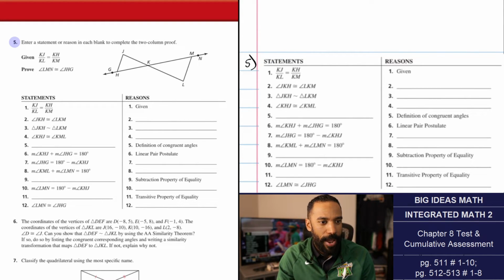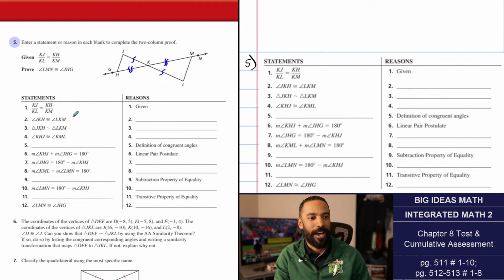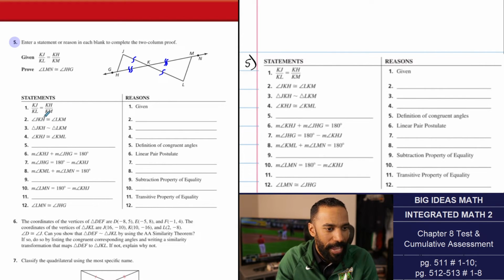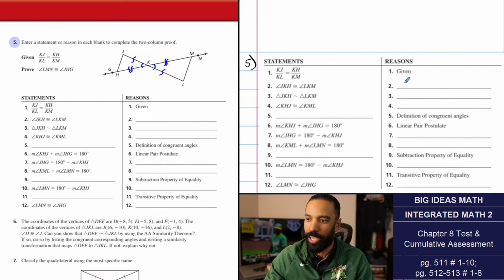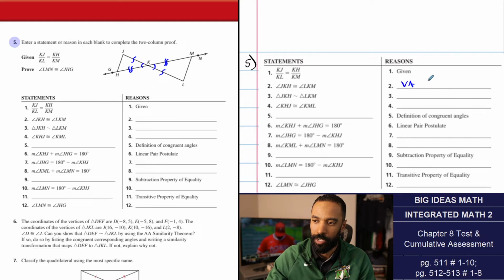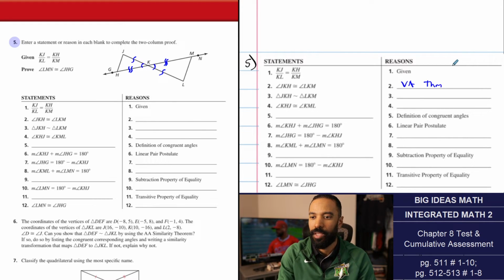Okay, we have these two triangles. There's something regarding similarity and such. We have a proportionality. Let me mark that proportionality for us with not congruence, but like this. KJ is to KL as KH is to KM. Hopefully you can understand that because I do. That's given. These two angles, JKH and LKM, are congruent to each other. Why? The vertical angle theorem. Vertical angles are congruent. I'll write that.